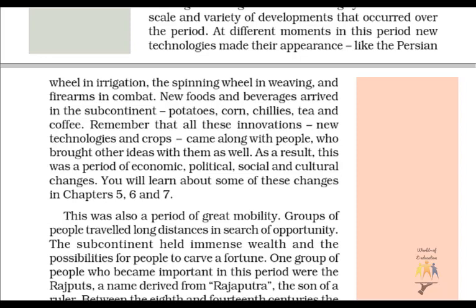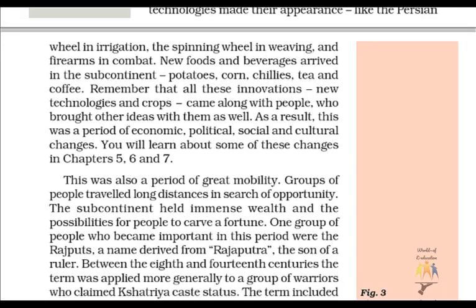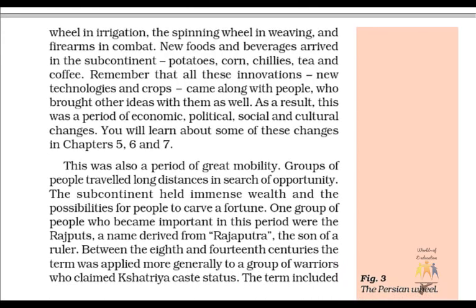Remember that all these innovations, new technologies, and crops came along with people who brought other ideas with them as well. As a result, this was a period of economic, political, social, and cultural changes. You will learn about some of these changes in chapters 5, 6, and 7. This was also a period of great mobility. Groups of people traveled long distances in search of opportunity. The subcontinent held immense wealth and the possibilities for people to carve a fortune.